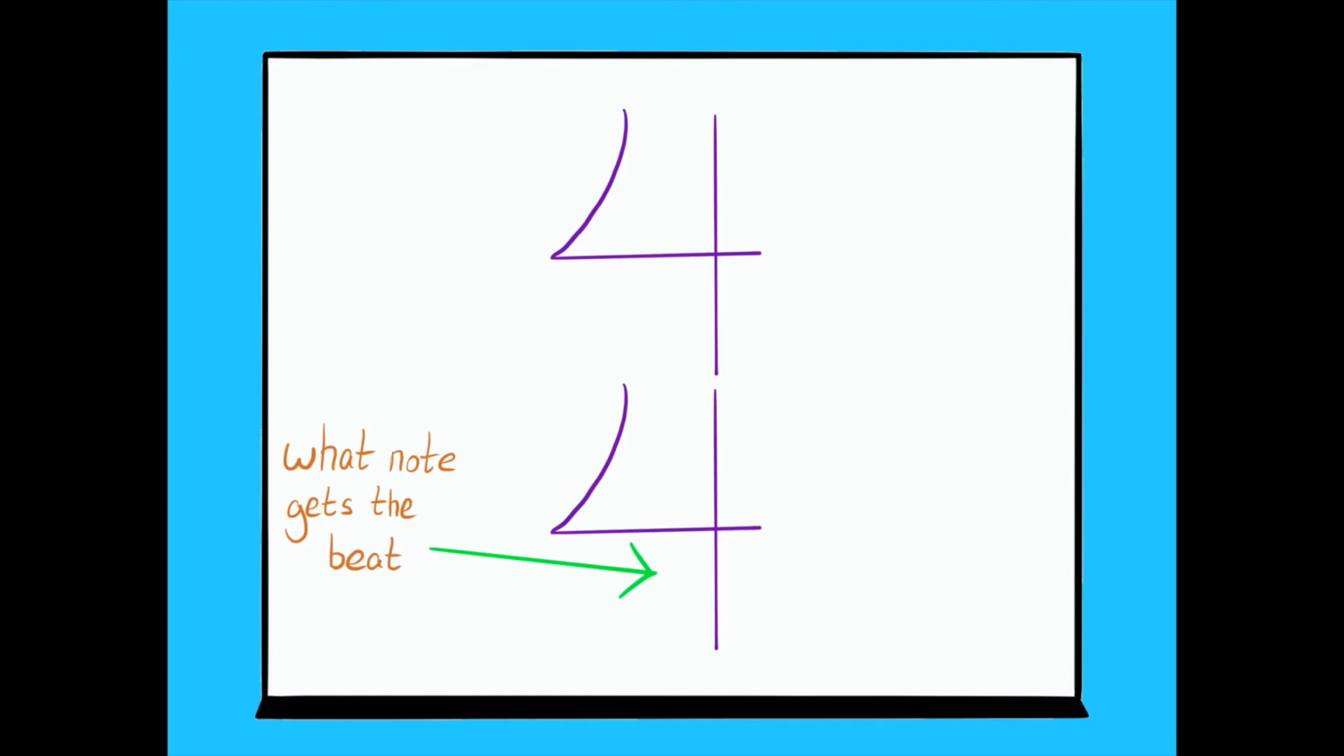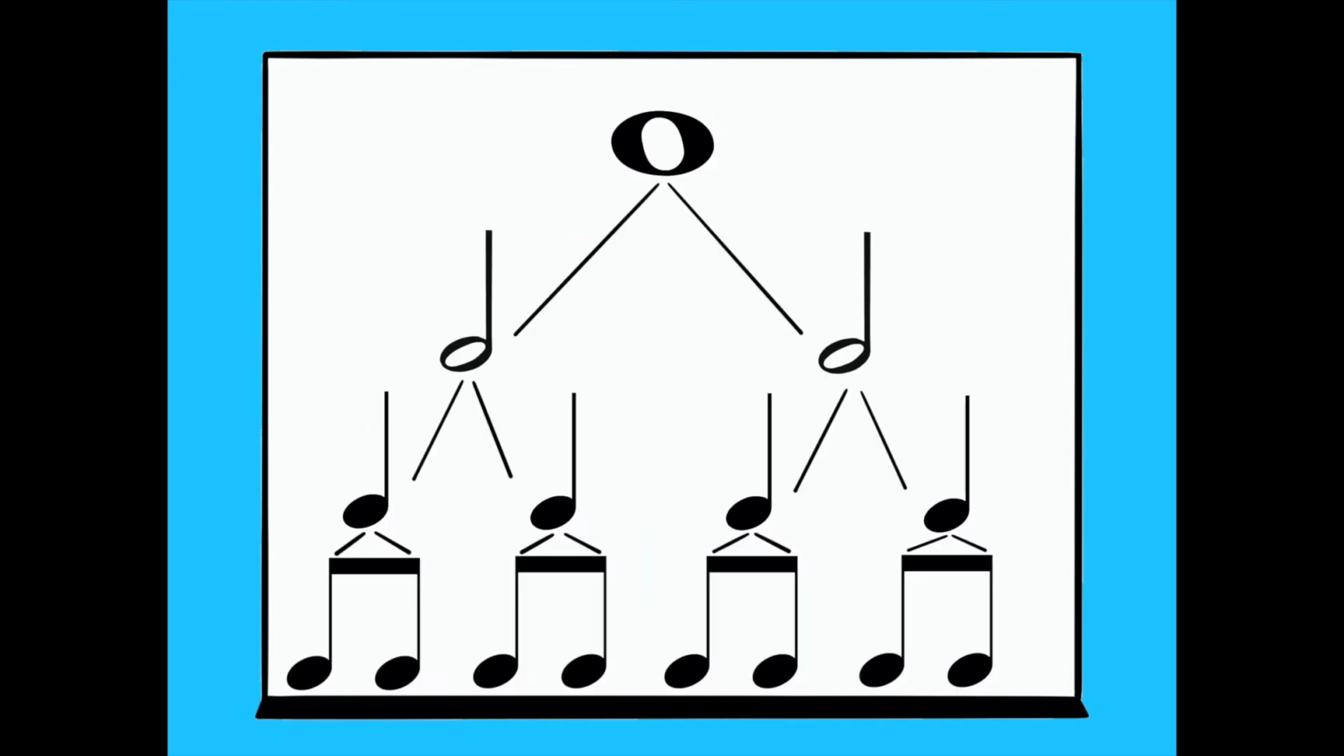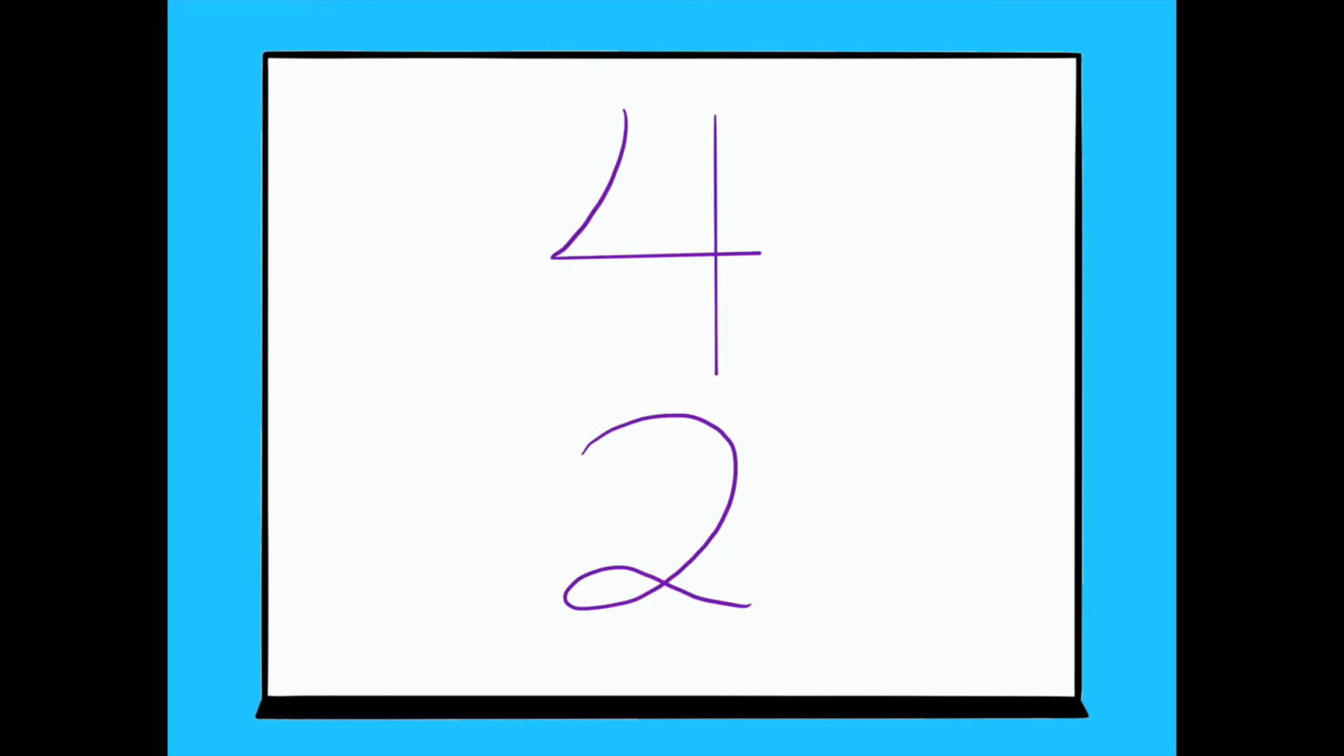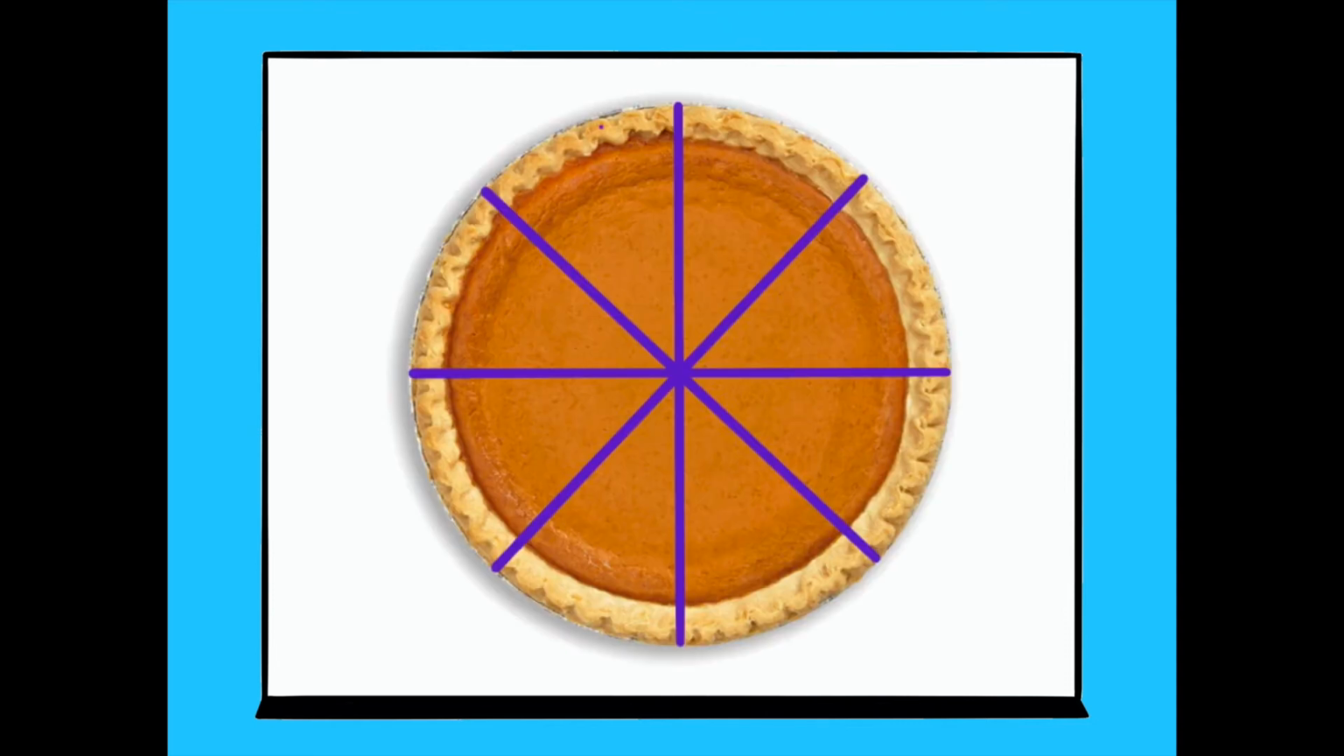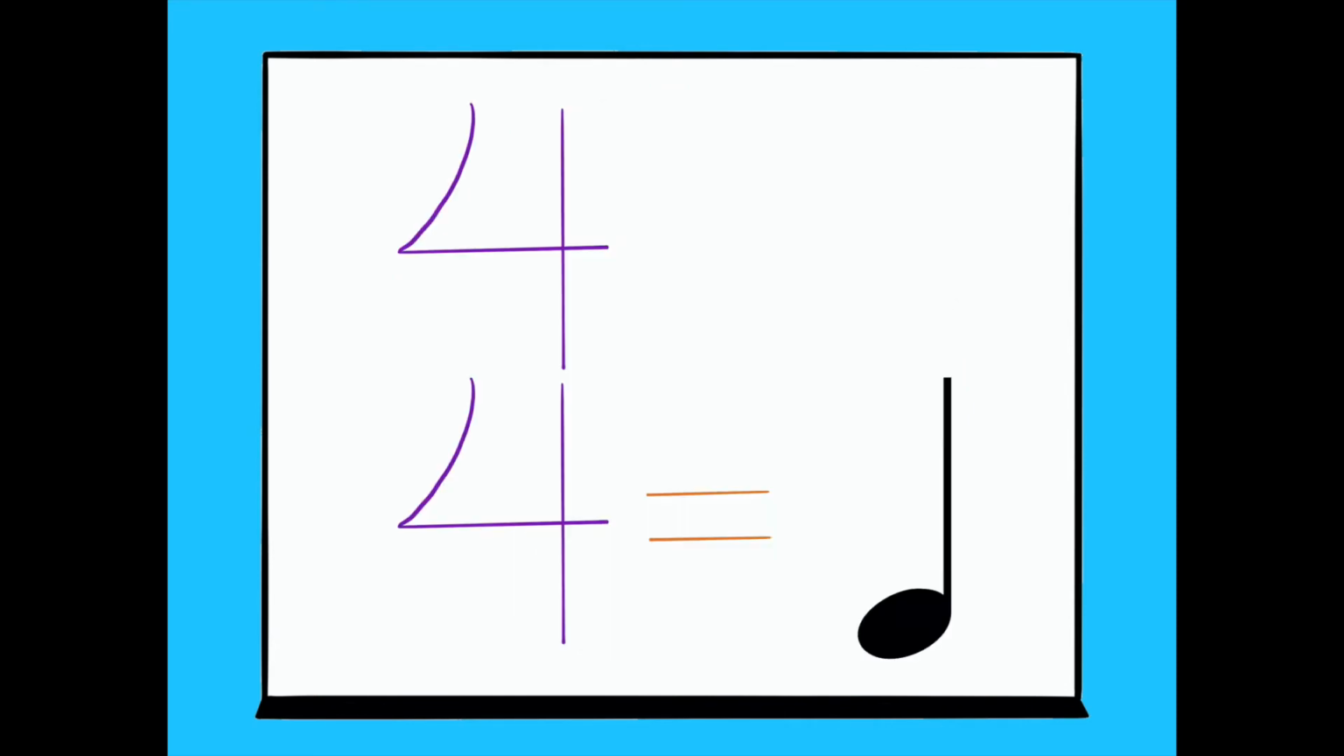The bottom number tells us what sort of note we're going to feel as the beat. Remember that when we talk about note values, we think in powers of 2, so the bottom number could be a 2, 4, 8, 16, etc., because it has to relate to a way of dividing something equally. Remember our pie? In this case, the 4 tells us we're dealing with a quarter note. The top number tells us how many of them are going to be in a group. In this case, it's 4.